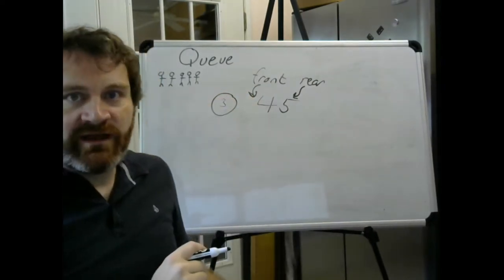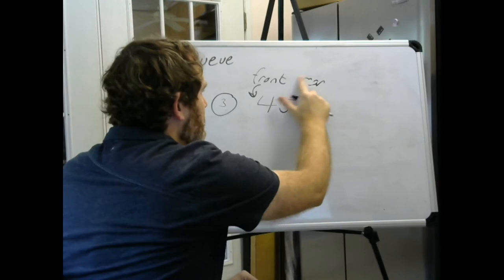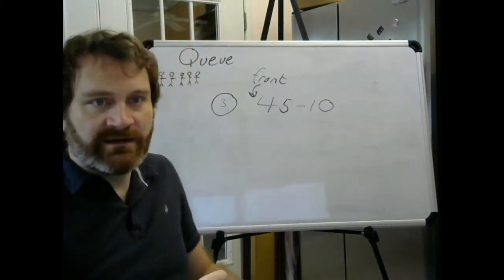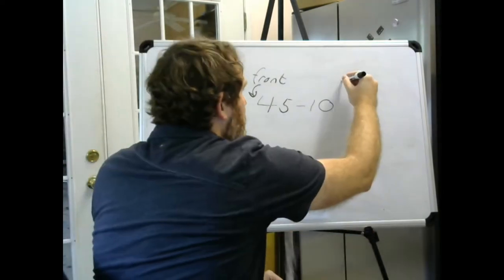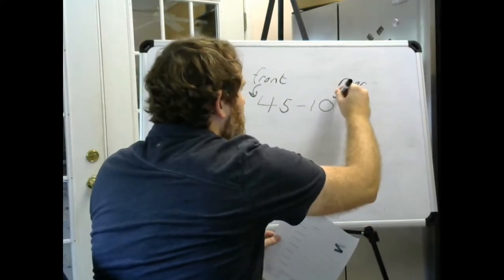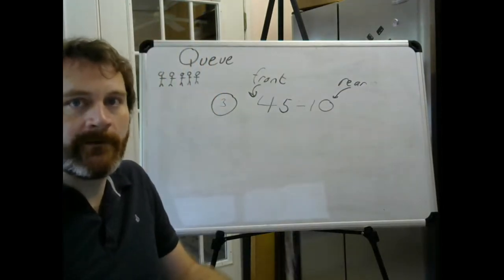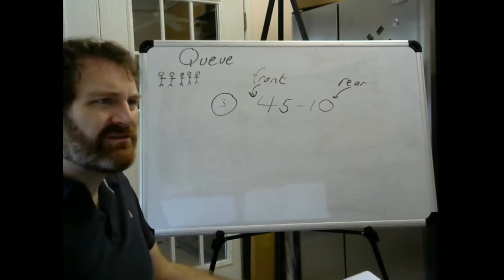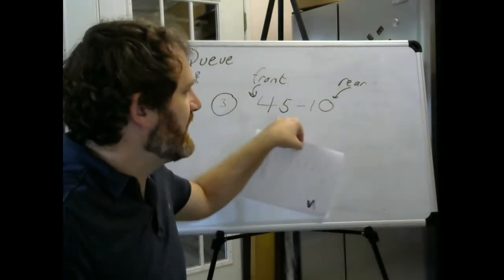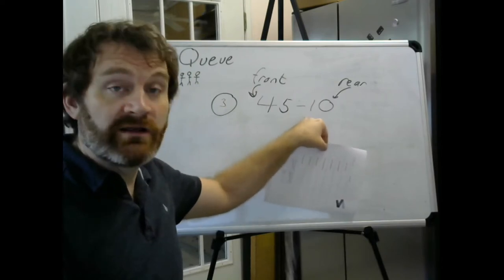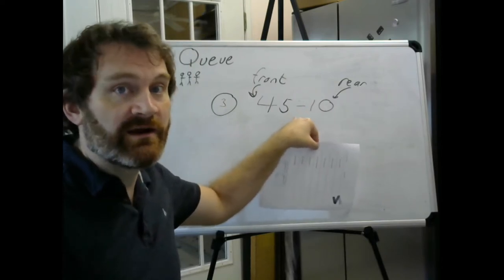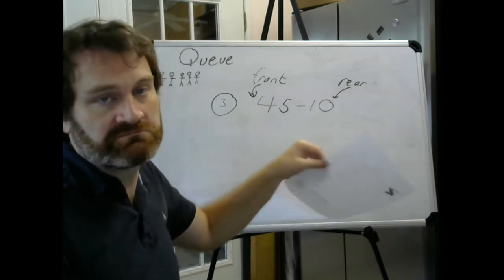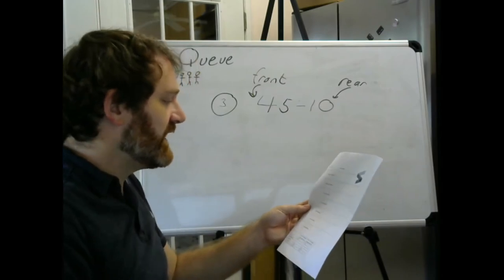Step three, NQ the number 10. When we add the number 10 to our queue, we say that 10 is coming after 45, and now the rear is pointing to 10. So 45 is the front, 10 is the rear. And actually, the queue doesn't care how these things are stored or where they are, and the user of the queue doesn't care. It's just, who's the front and where's the rear? That's all.